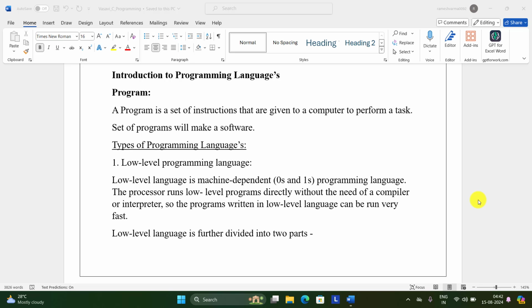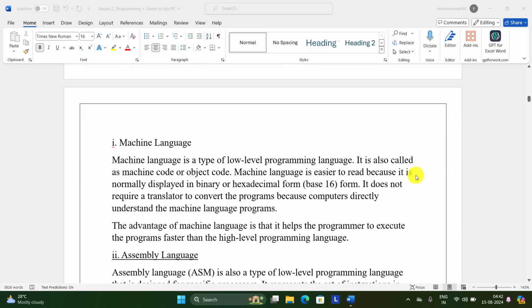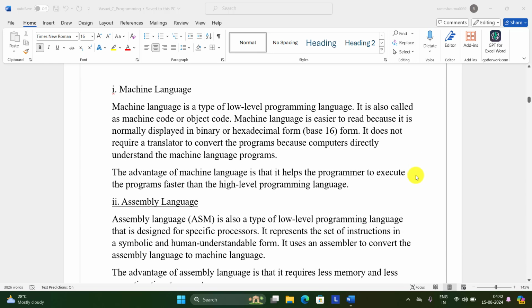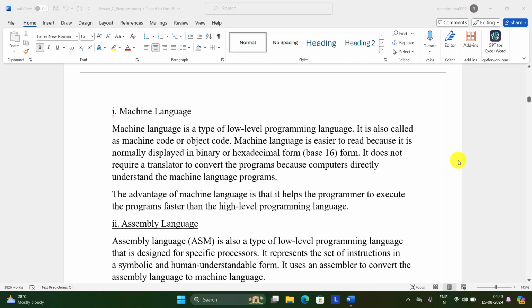Let us try to understand what are the types of programming language that we have so far. So this is with respect to the hardware abstraction. Let us try to see the different categories of types of programming languages. The first one is low-level programming language. So in low-level programming language, we have machine language and assembly language. So you can put assembly language as a separate category. So I will explain what is machine language and what is assembly language and another category called high-level programming language. So let us try to explain one by one.